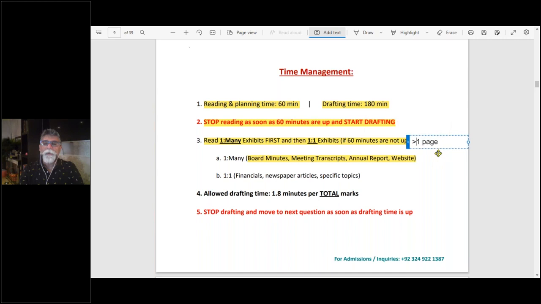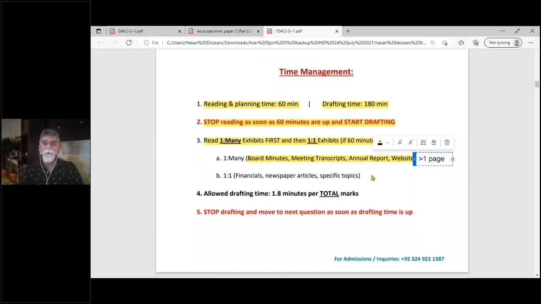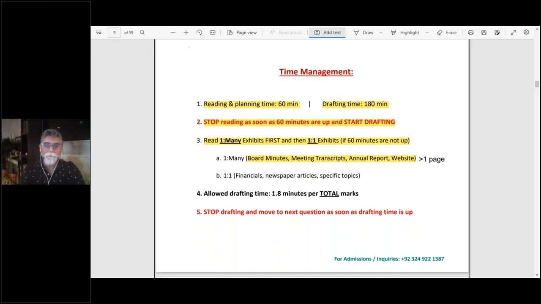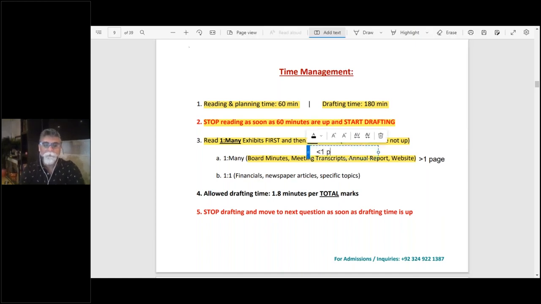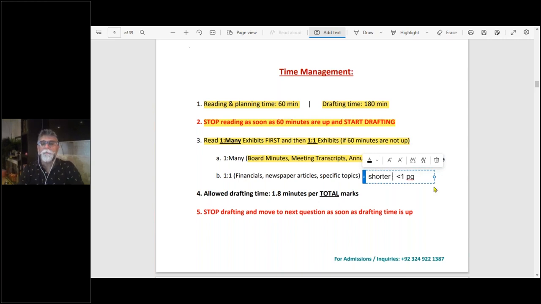And 1:1 exhibits are basically shorter exhibits. You can judge from the size, for example less than a page. And even from the name, you can judge if it's purely a financial exhibit or some newspaper article or very specific topic. But size is also a good indicator, right?